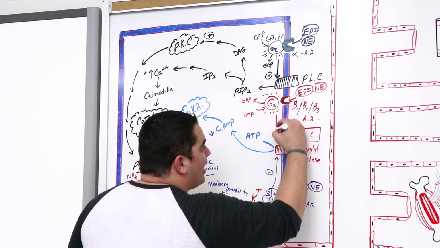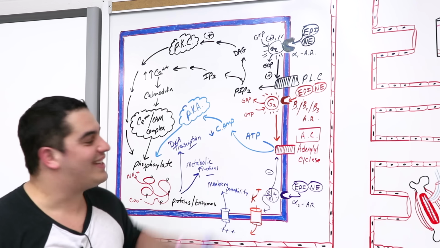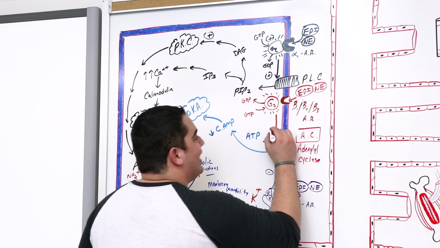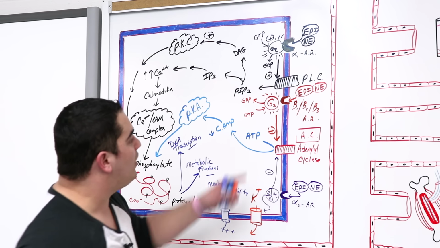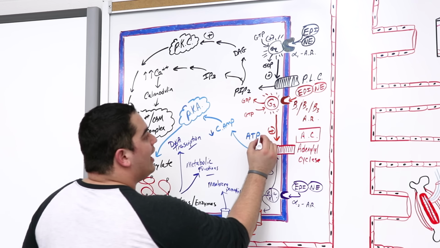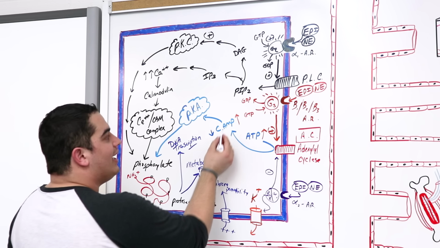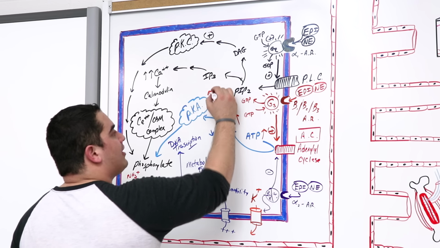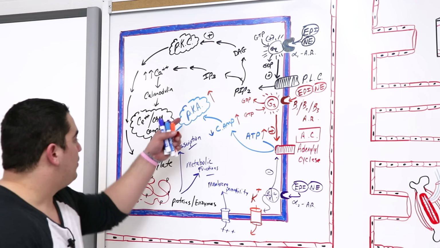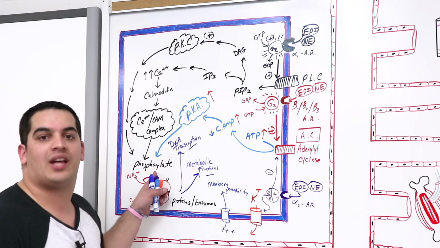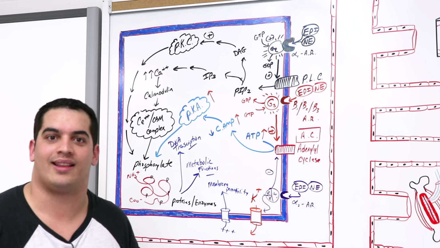If this is stimulated, what is it going to do? It's going to act on adenylyl cyclase. It's going to stimulate adenylyl cyclase. What is that going to do? That's going to increase the conversion of ATP to cyclic AMP. That's going to increase the actual activation of protein kinase A, which is then going to go and phosphorylate different types of proteins and enzymes inside of the cell.